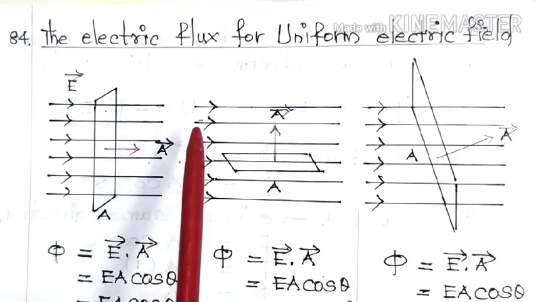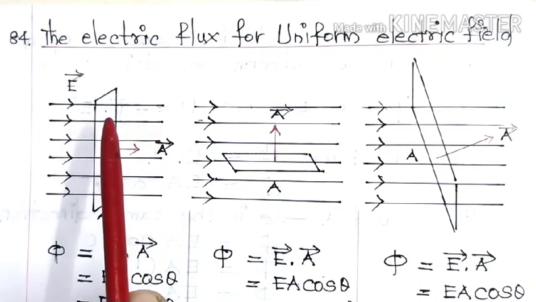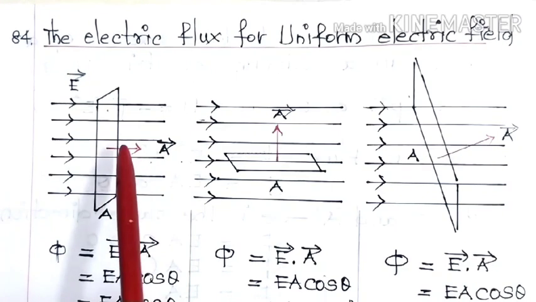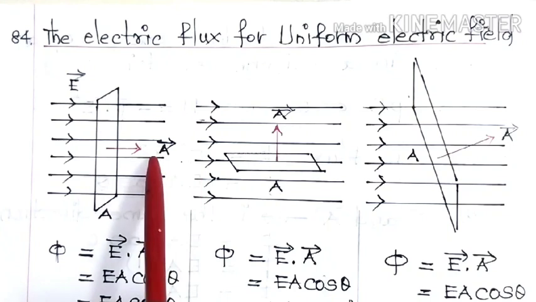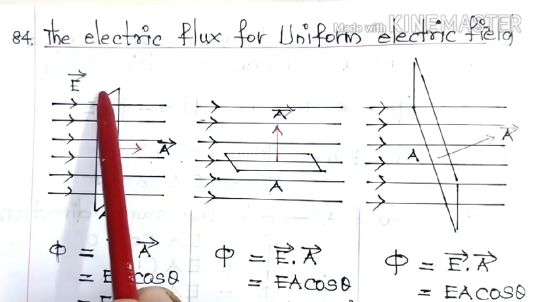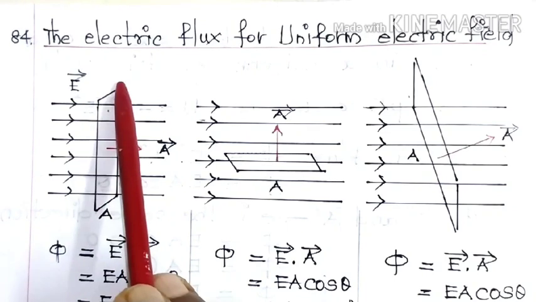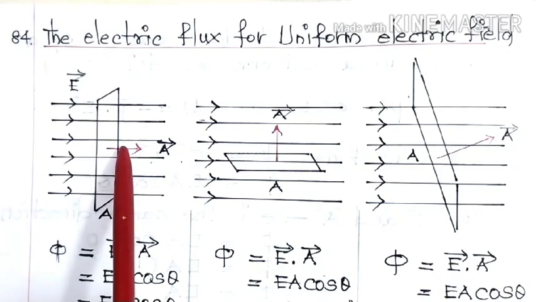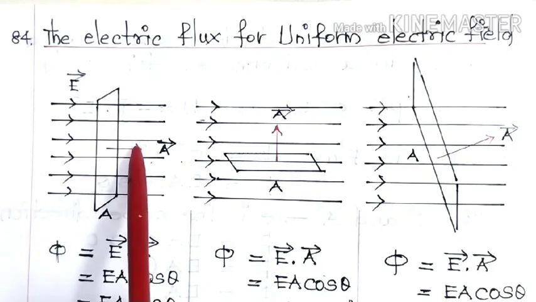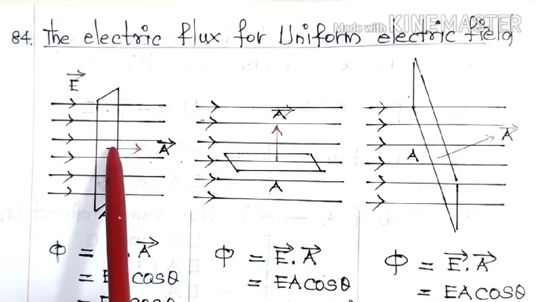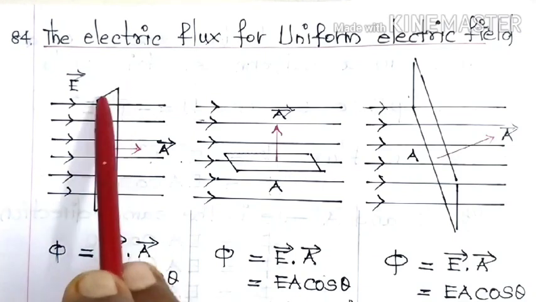Now, what is the angle between the direction of the electric field and the area vector? This is a new term. What is meant by area vector? Now, this is the surface. Now, draw a perpendicular line to this surface. This is the perpendicular line and this arrowhead represents the area vector for this area, the surface.